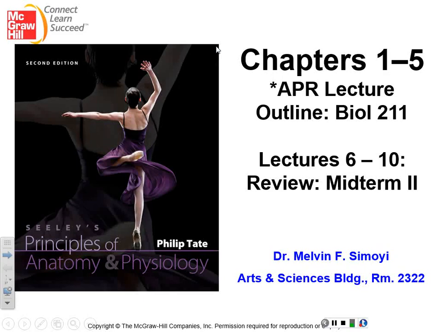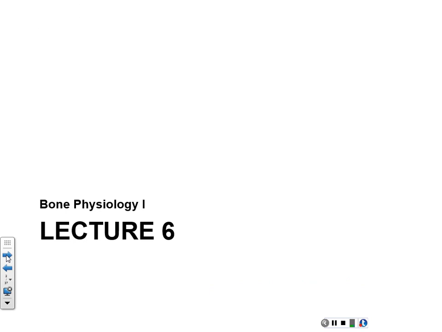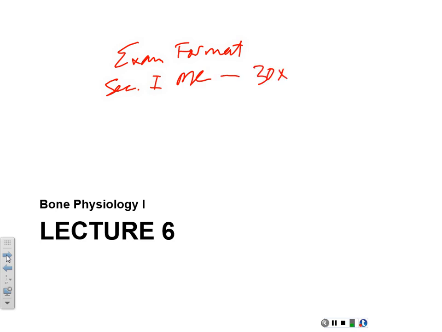So today we're going to do the review for midterm 2, lecture 6 to 10. As usual, we always start with the format of the exam before we go into Physiology 1. Exam format is going to be the same as last time. We'll have section 1, which is multiple choice, and you're going to have the usual 30 times 1, which is 30 points.